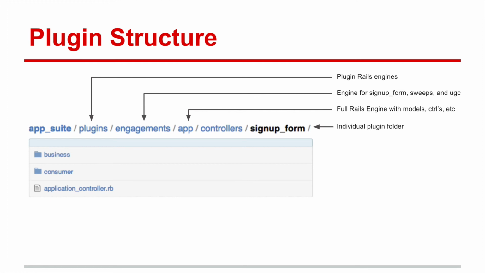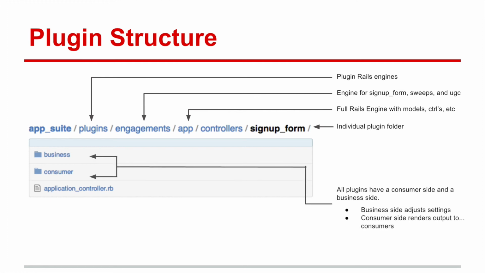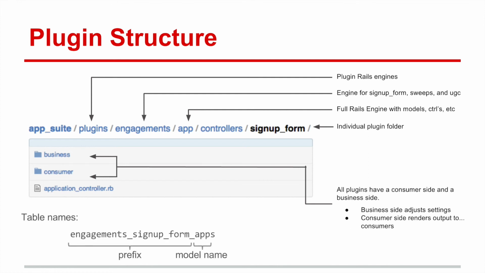As we said before, the plugin has a business side and a consumer side. The business side lets users adjust template settings and page settings, while the consumer side renders plugin contents to consumers. One of the other big things you'll notice when you start working with plugins is their convoluted table names. Fortunately, the structure is pretty intuitive. So all plugin tables start out with a prefix followed by the model name. The prefix is usually the part that gets you. For example, the engagements engine that we're looking at here has a signup form. The prefix for the signup form is engagement_signup_form_.